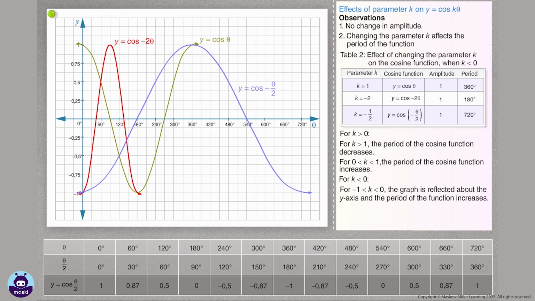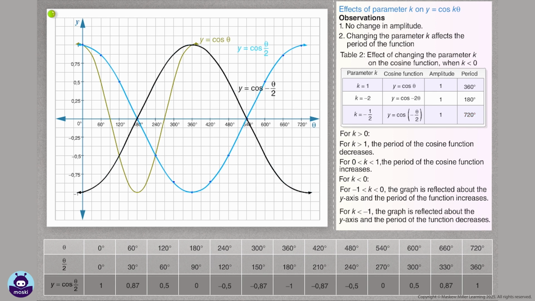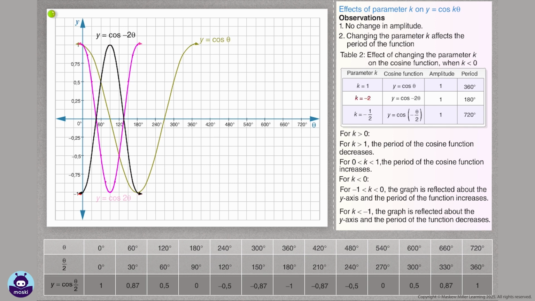For k greater than negative 1, but less than 0, the graph is reflected about the y-axis, and the period of the function increases. For k less than negative 1, the graph is reflected about the y-axis, and the period of the function decreases.